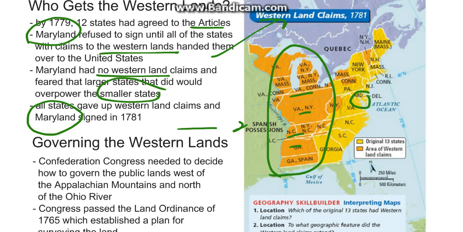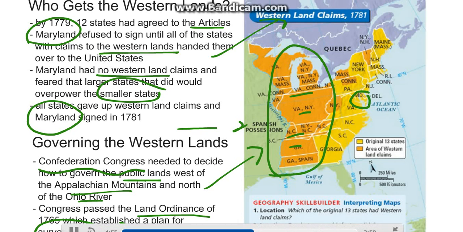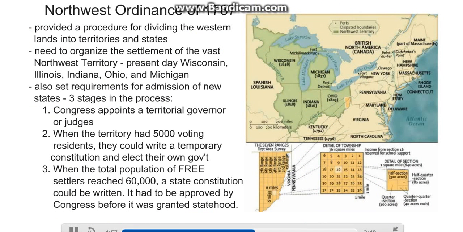So, governing the Western lands, basically the Confederation Congress needed to decide how to govern those public lands that were west of the Appalachian Mountains and north of the Ohio River, seen here. Congress passes the Land Ordinance of 1785, which establishes a plan for surveying the land. Northwest Ordinance of 1787. This ordinance provided a procedure for dividing the Western lands into territories and states.